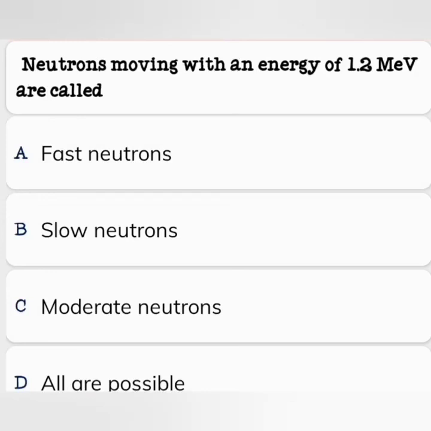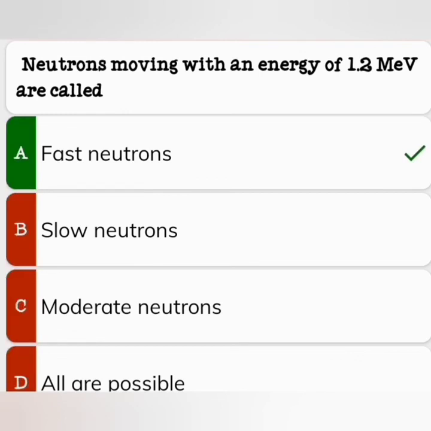Neutrons moving with an energy of 1.2 mega electron volt are called A. fast neutrons, B. slow neutrons, C. moderate neutrons, D. all are possible. Right options, आप comment section में लिखें। So the right option is A.